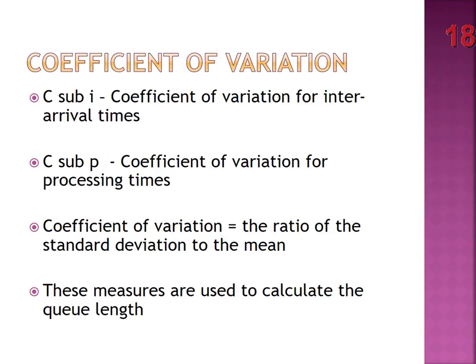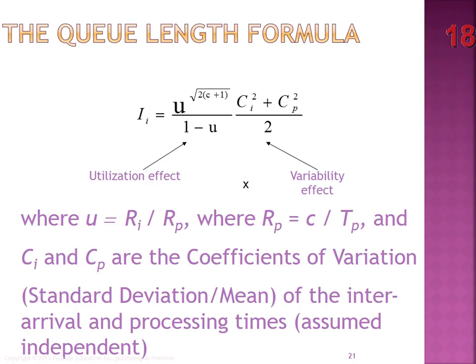And these measures are used to calculate the queue length. So here's our pretty queue length formula, right? And we've said that utilization matters in terms of how long people have to wait. The higher the utilization, the longer people have to wait. And the variability matters. The more highly variable our process is, the more people are going to have to wait, okay? So the number of people in inventory, or the length of our line, is going to be related to that utilization and those coefficients of variation of inter-arrival times and processing times, okay?